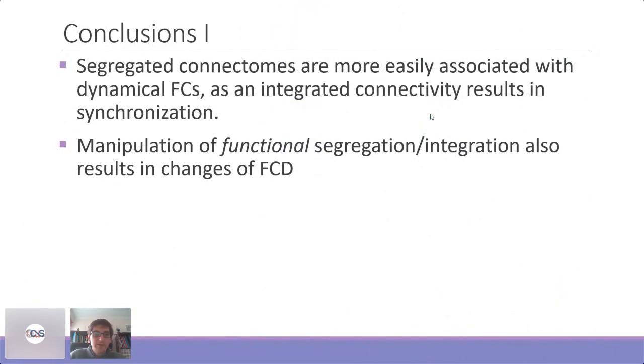I think I'm going to stop here. So these are the conclusions. I have shown you how segregated connectomes are more easily associated with dynamical functional connectivity, because an integrated connectivity results in synchronization. And manipulation of functional segregation and integration also results in changes of FCD. In the first part of the talk, I showed you how we manipulated the integration of the network in the structural sense. But if you manipulate the integration and segregation in the functional activity of the network with the structural connectivity fixed, you also change the dynamical functional connectivity that you observe.